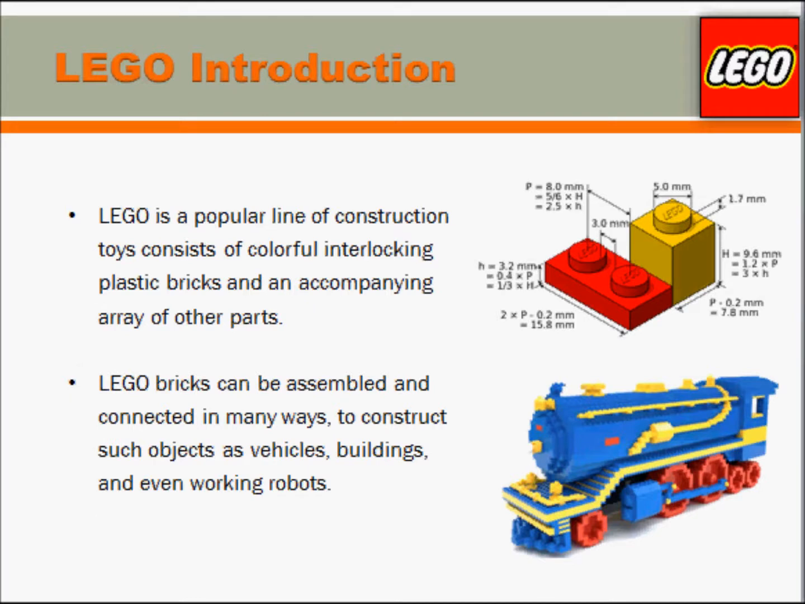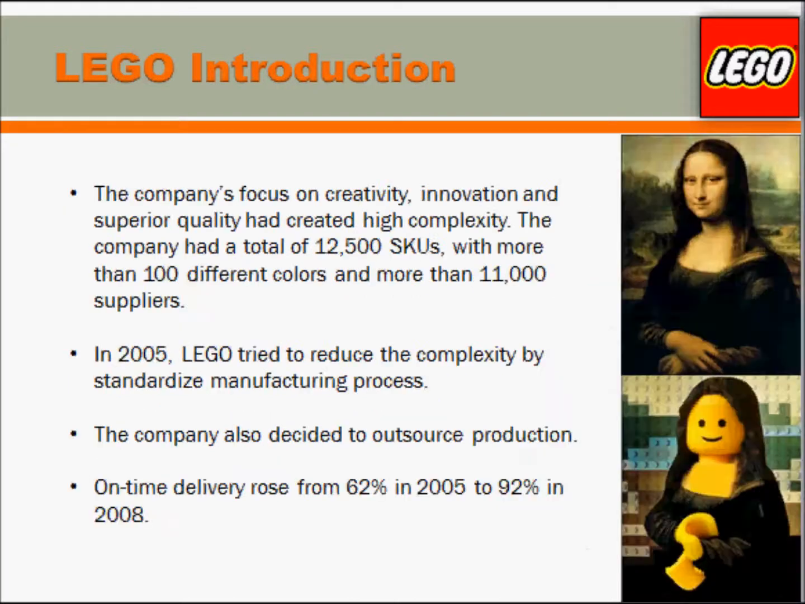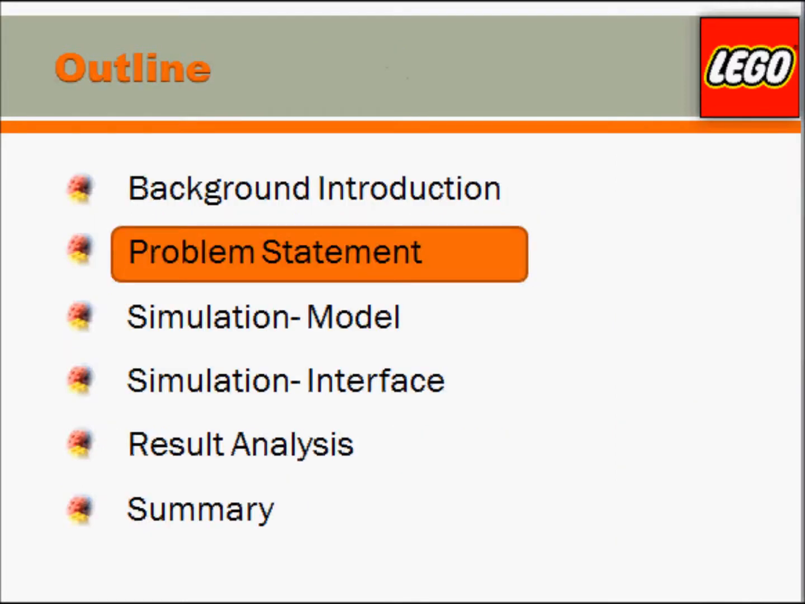Besides, due to the different features of different bricks, LEGO has a relatively complex manufacturing process. In this case, it is necessary to reduce the complexity of its production and find the optimal allocation of its resources. Under this situation, we build our model of the production line and simulate it. Now you understand the big picture of the project.